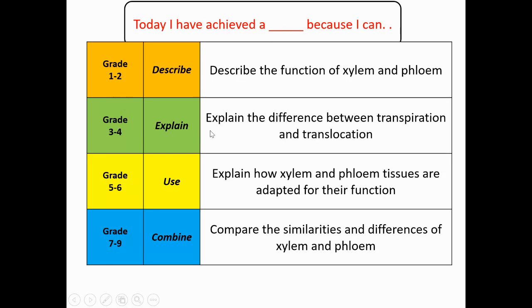For grade 3 to 4, you can explain the difference between transpiration and translocation. Grades 5 to 6, you can explain how xylem and phloem tissue are adapted for their function. And if you've been working at a 7 to a 9 for today's lesson, you are able to compare the similarities and differences of the xylem and phloem. Okay. Pause the video, write your sentence, please.